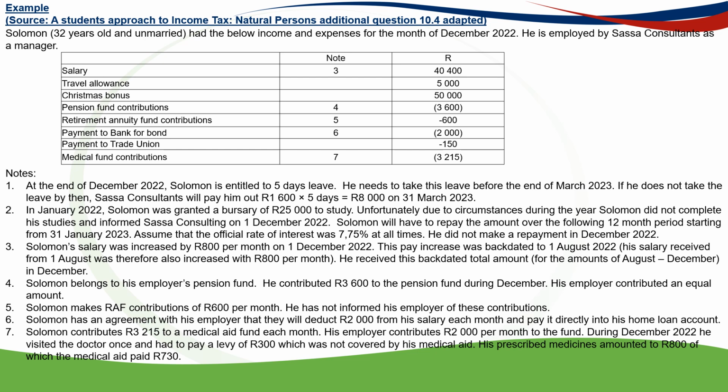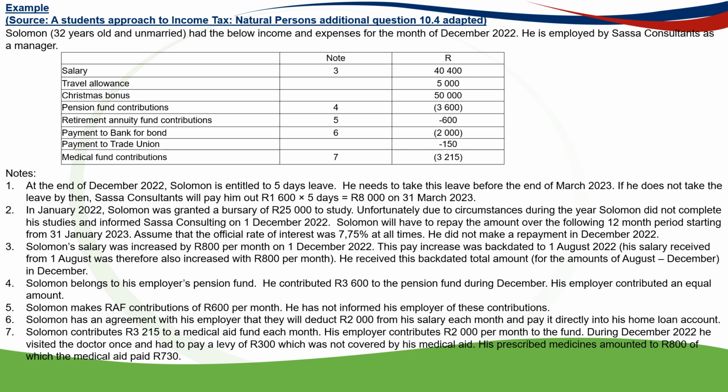He had a salary of 40,400 Rand, travel allowance of 5,000 Rand, Christmas bonus of 50,000 Rand, pension fund contributions of 3,600 Rand, retirement annuity fund contributions of 600 Rand, payment to the bank for a bond, that's a loan on his house, for 2,000 Rand, payment to trade union 150 Rand, medical fund contributions of 3,215 Rand.